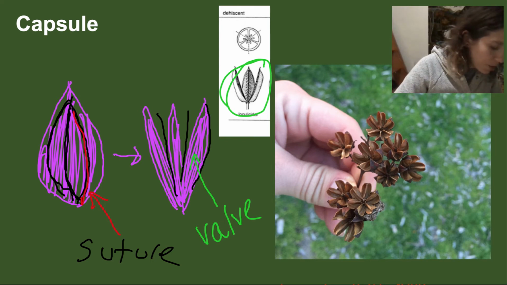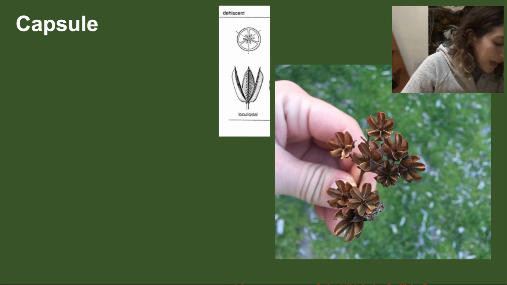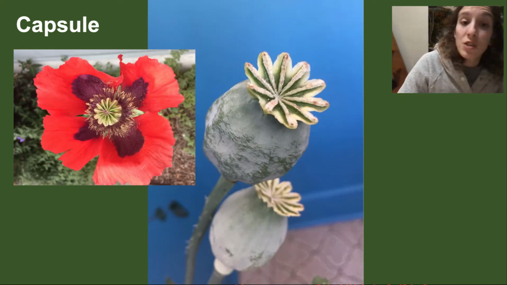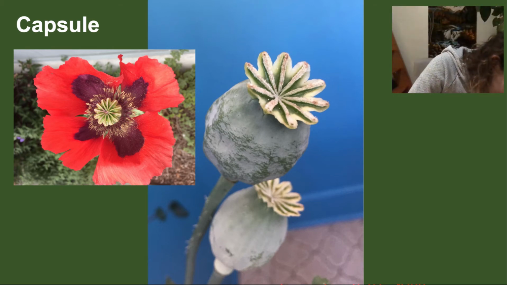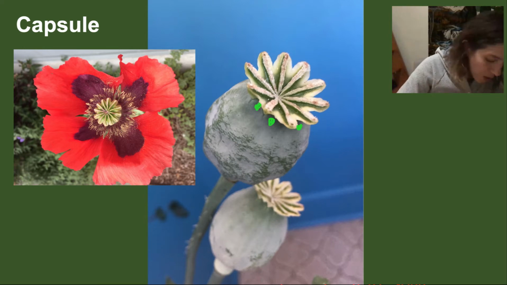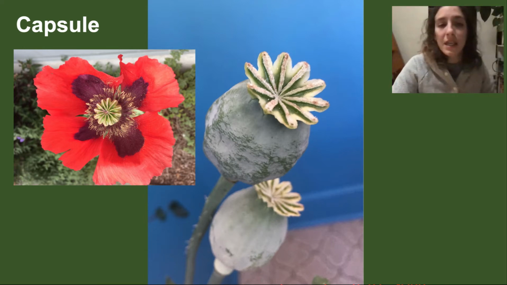To 3 parts. Moving on. Capsule is from a syncarpous gynoecium. Here's another picture of just an example of one. This one does not just open up like the other ones, it's got little openings under these that we can't even see. And so I just wanted to show you a little bit of diversity of capsules.